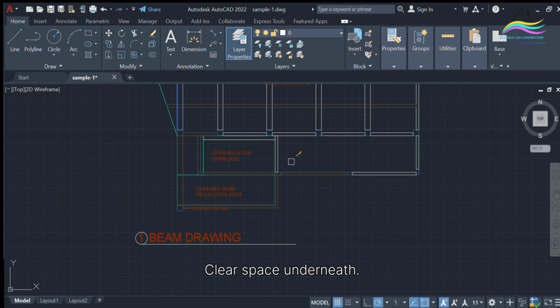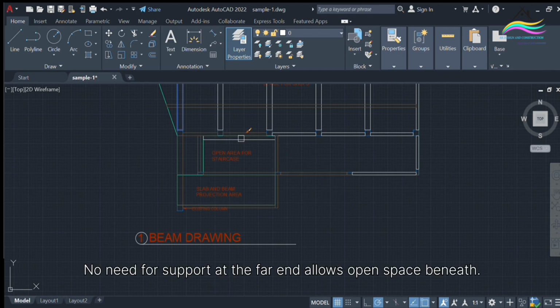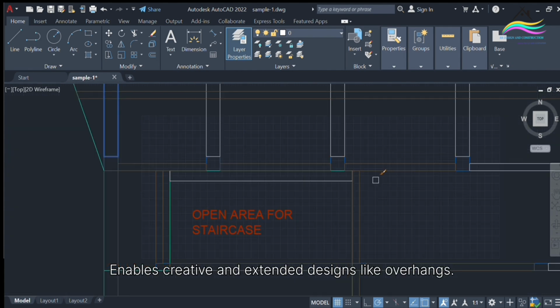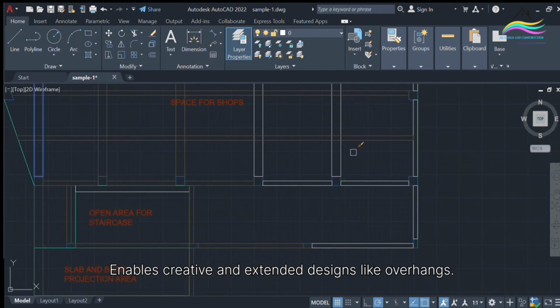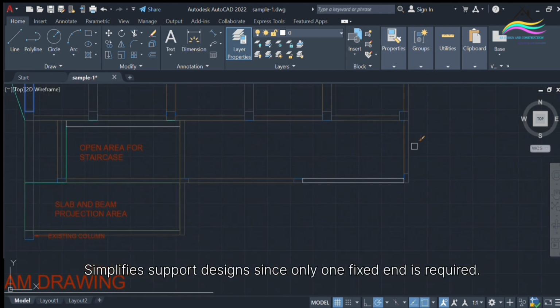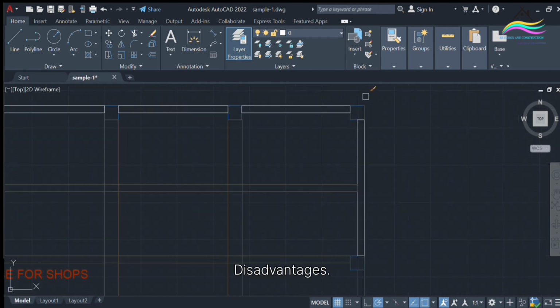Advantages. Clear space underneath: no need for support at the far end allows open space beneath. Architectural flexibility: enables creative and extended designs like overhangs. Structural simplicity: simplifies support design since only one fixed end is required.